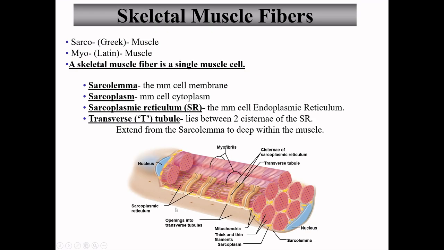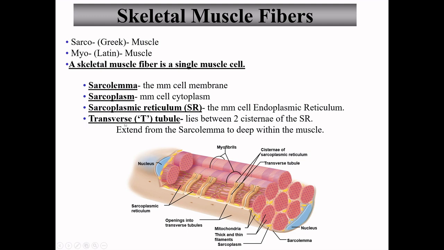So some terminology just to remind you of: sarco is muscle in Greek, myo is muscle in Latin. So sarco or myo just mean muscle. And again, we said a skeletal muscle fiber is a muscle cell, but we've got a few tweaks with this one. We've got a sarcolemma, which is what we call the muscle cell membrane. Sarcoplasm is what we call the cytoplasm in a muscle cell.